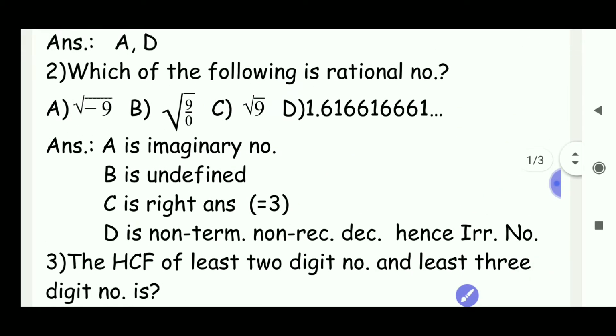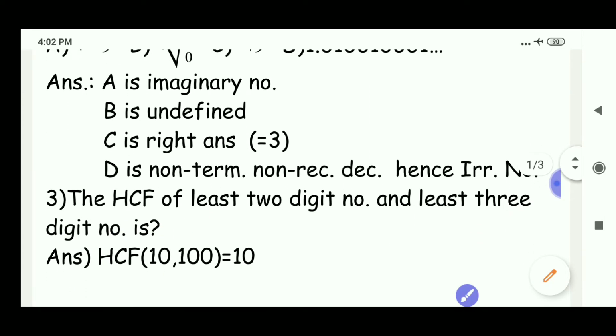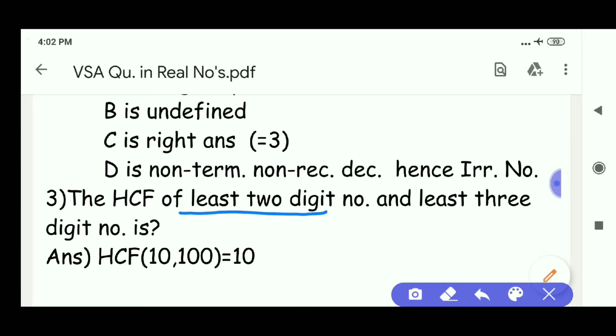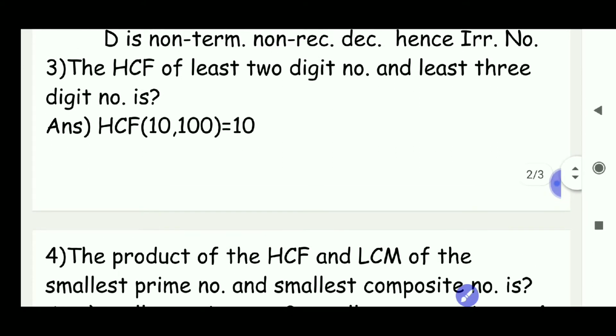Now, the HCF of the least 2-digit number and the least 3-digit number is dash. Read the question, solve yourself and then check your answer. The least 2-digit number is 10. The least 3-digit number is 100. Their HCF is 10. Now, let us go to the next question.